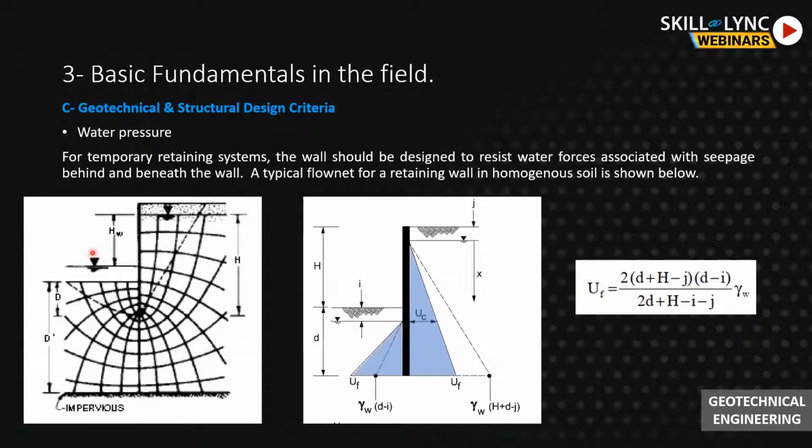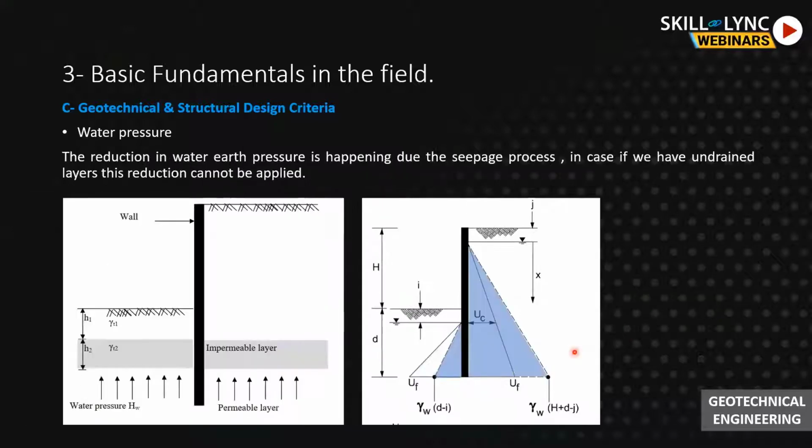Second, for the loads acting on the walls, we have the water pressures. We have two types. If we have drained layers, the water pressure U will be equal to this formula. Actually, it's not purely gamma into H. We have some balance due to the seepage, so the pressure will be reduced a little bit. It will be reduced due to the seepage analysis, and the value of this pressure will be equal to this formula.